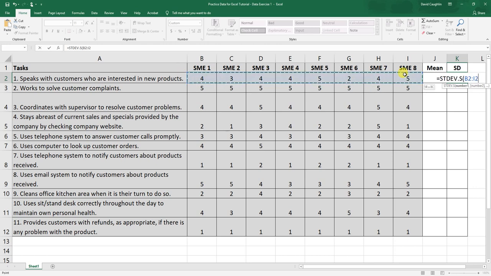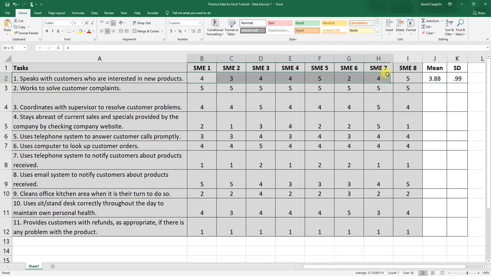We can do the same thing where we drag across here and select the array or vector of cells. Again, you see it's B2 to I2, which is what we saw before. We can type the closing parenthesis here and hit enter. Here you'll see the standard deviation of 0.99, so almost 1. That's a good degree of variability there.